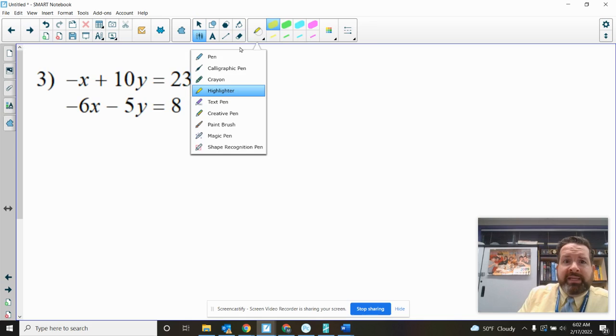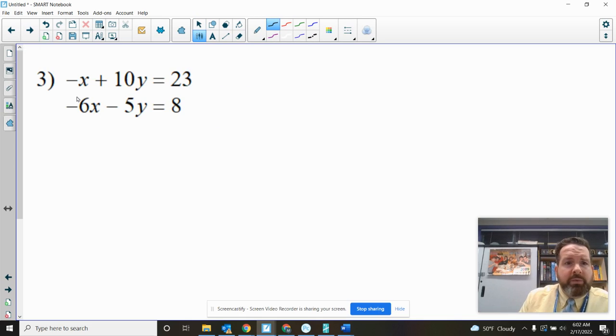On this one, again, looking for the easiest way. Is there an easy way to multiply -1 and make it a +6? There is. So I can multiply the top equation by -6 again. But you got choices. I'm also noticing that if I multiply the bottom equation by 2, that would give me a +10y on the top and a -10y on the bottom. So choose whichever method you like. I'm going to choose the multiplying by 2 only because it keeps the numbers smaller and a little bit easier to work with. So here we go.